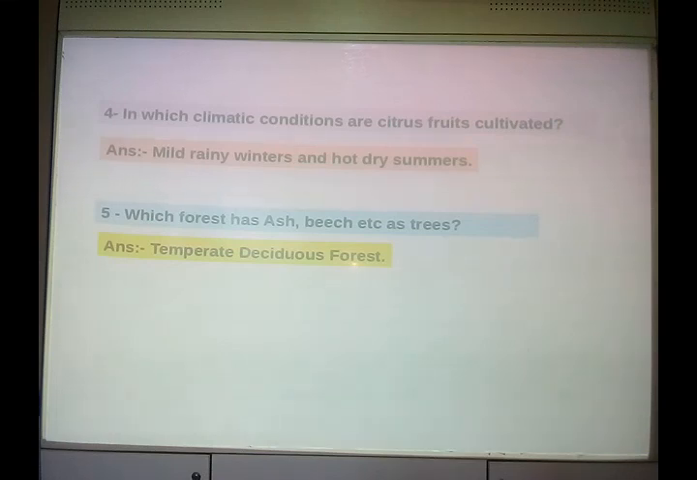Okay, so this is the key to it. All the questions may come from any side, either it will be made of 1 number, 2 number or 3 number. You have to learn the characteristics of each and every kind of forest. Okay, you have to learn by heart the characteristics of types of forest. That is the only key to remember these things. Now moving on to the next question.